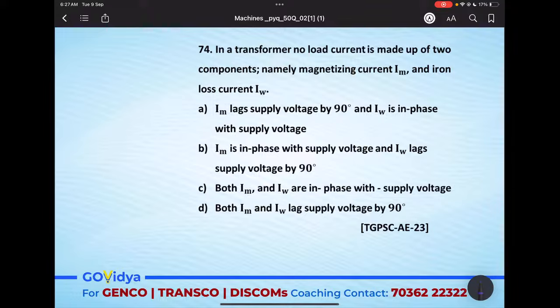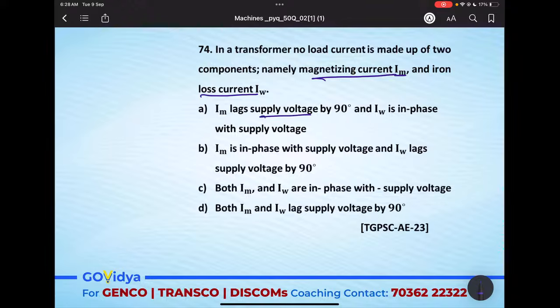The next question is given as, in a transformer, no load current is made up of two components, namely magnetizing current IM and iron loss current IW. Okay, what they are telling, the phasor relation between IM and IW they are asking, with respect to supply voltage.